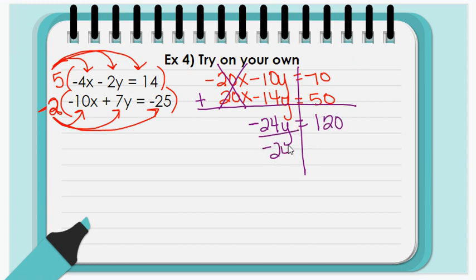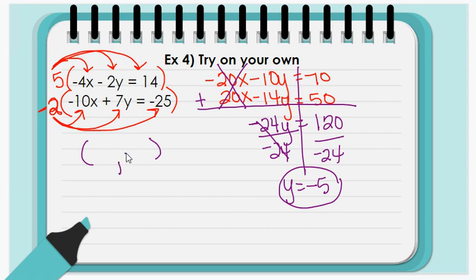We're going to divide by -24. And let me do that in my calculator. 120 divided by -24 is a -5. So now I know in my solution for this system, the y value is -5. I now need to find my x value by substituting this y in to one of these equations. So I'm going to do the top one.